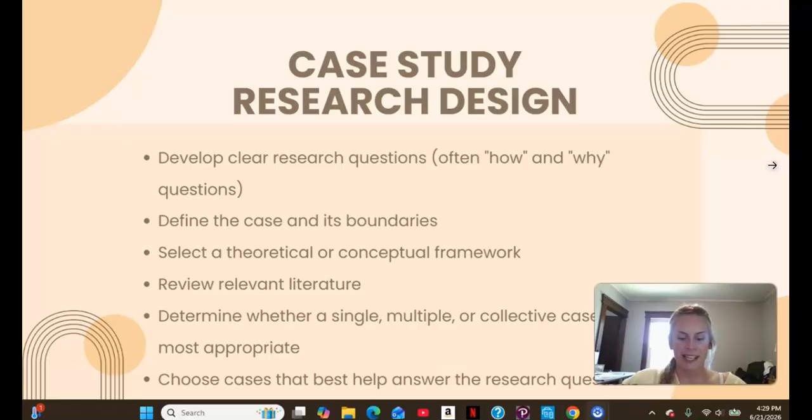And then before collecting data, researchers review existing literature related to their topic. So this helps them understand what is already known, identify important concepts and theories, and refine their research questions. And then researchers decide how many cases to study. So a single case study focuses on one case, while a multiple or collective case study examines several cases. And the choice should be based on what will best answer the research questions, not simply on studying more cases.